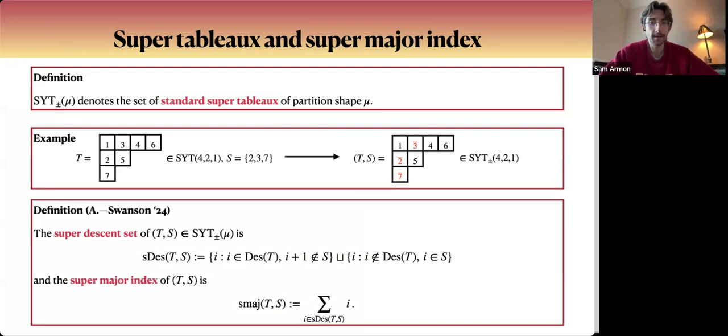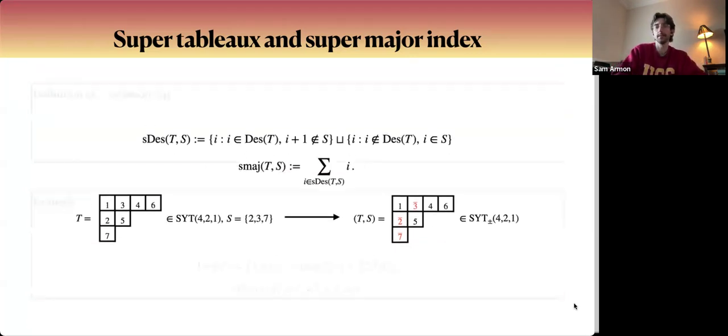And we define, or lift, the notion of the descent set to this case. It's maybe a lot to read, but the super descent set of a standard tableau will be the set of all regular descents in the original standard tableau such that the entry i plus 1 is not negative, plus the set of all non-descents from my original standard tableau that are in fact negative.